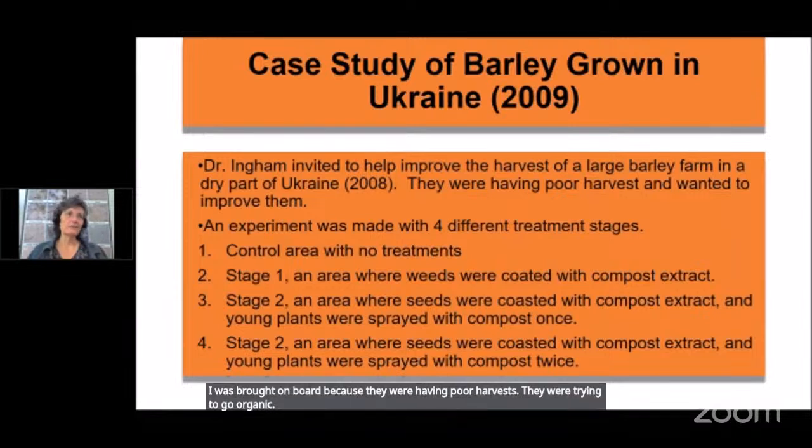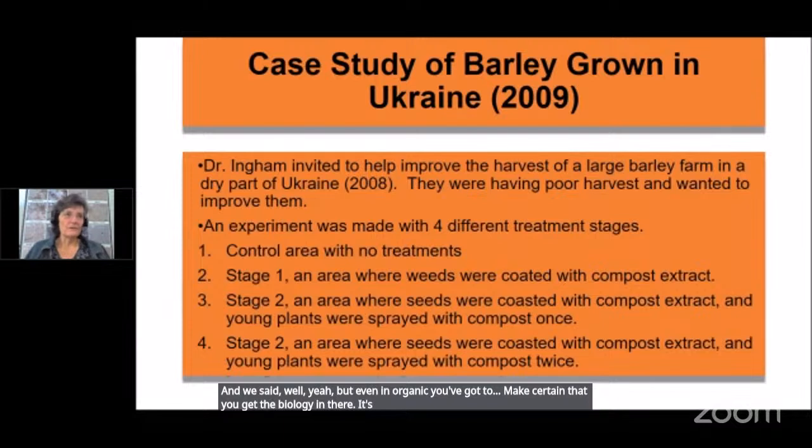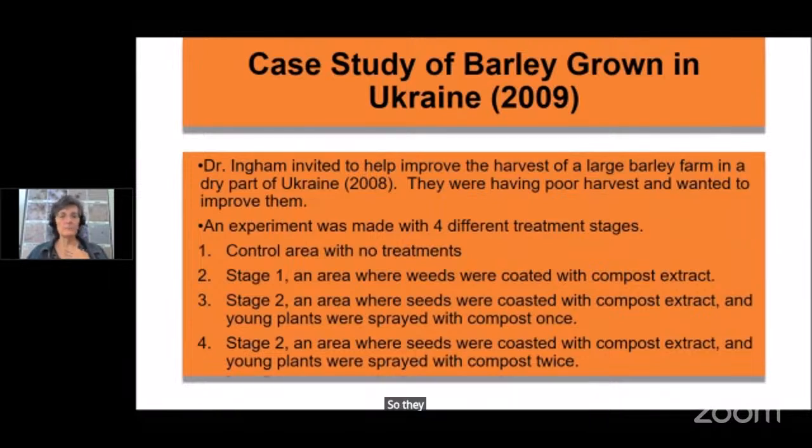And we said, well, yeah, but even in organic, you've got to make certain that you get the biology in there. It's going to take you 5 years to go through the transition, and really, you want to go through that transition in the first growing season. So they did an experiment, so a control area with no treatments, so just the standard chemical applications.